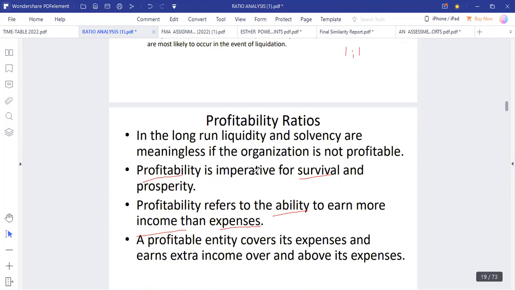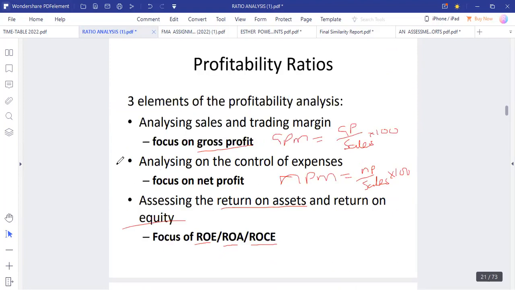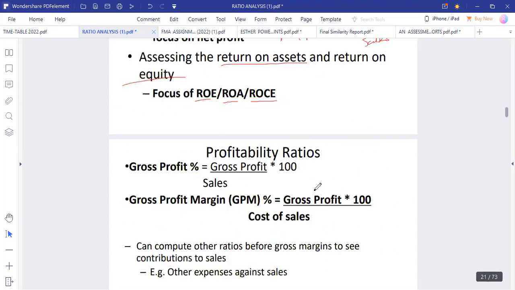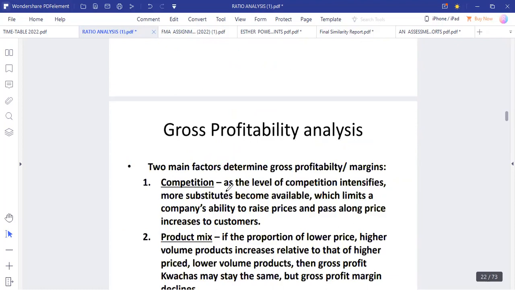Then we go to the profitability ratios, which are very imperative for the survival of the firm. Profitability basically looks at the ability to generate excess income over what? Expenses. So we have three main focuses: a focus on gross profit, a focus on net profit, and a focus on equity, assets, and the capital employed. The following are the formulas that we use. Gross profit over sales times 100 is the GPM, gross profit margin. Okay, so gross profit over the cost of sales times 100 is the gross profit margin. We'll look at how we do the computations later on.